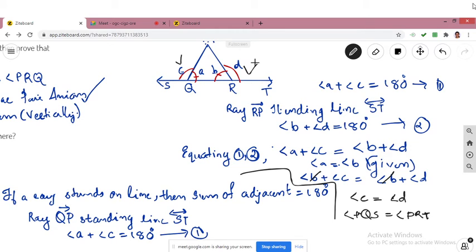Did everyone understand what we were doing here? Everyone understand? Okay, C equal to D. Sridevi is telling yes. Clear? Okay then. Let's move on to another problem.